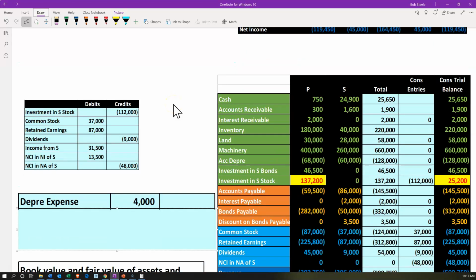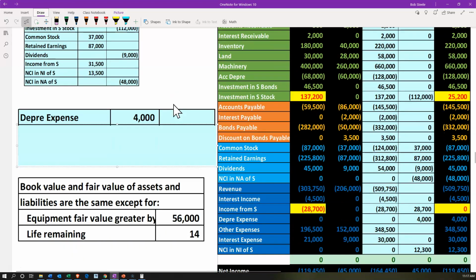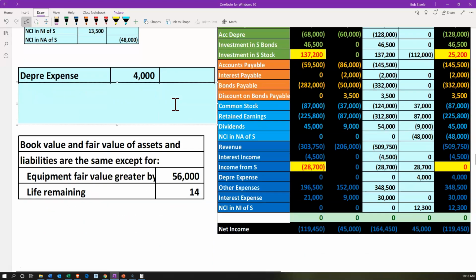Next transaction is going to be dealing with the depreciation on the equipment that we had to put on the book. So in other words, here's the data. Book value and fair value of assets are the same except for the equipment, which had a fair value that was greater by 56,000. So that's going to be the differential we had at the point in time that the purchase took place. So we're going to have to do a few things with it. One, put that 56,000 on the books.